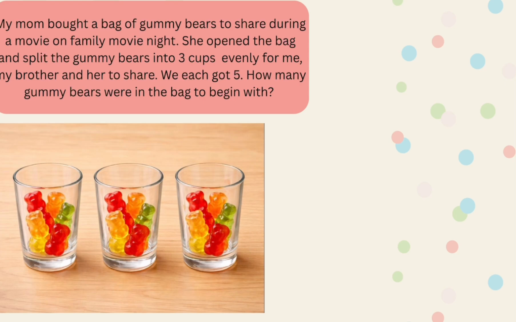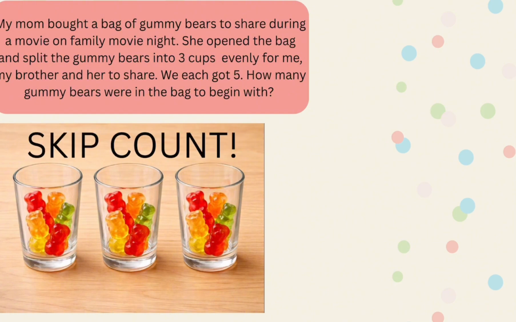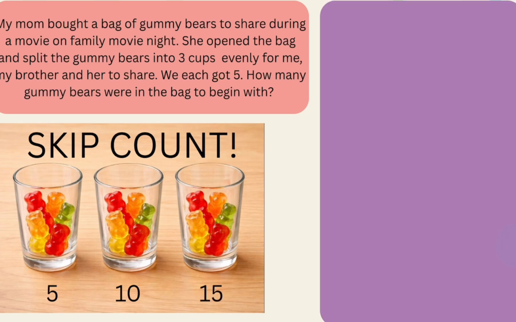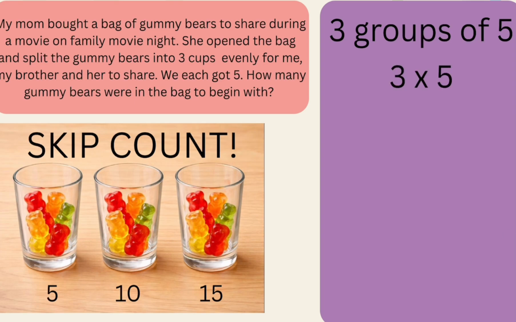And you know what? I know how to skip count by 5. So I think we should skip count to get our answer for this one. 5, 10, 15. There are 15 gummy bears. That means that 3 groups of 5, or if you're going to write the number sentence like this, 3 times 5, is the same as 5 plus 5 plus 5, and that equals 15.